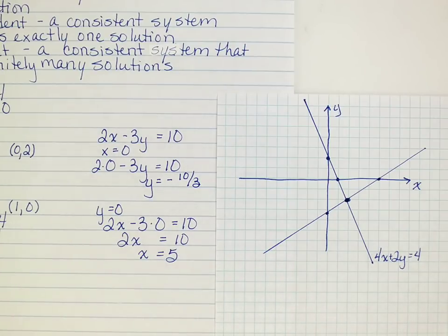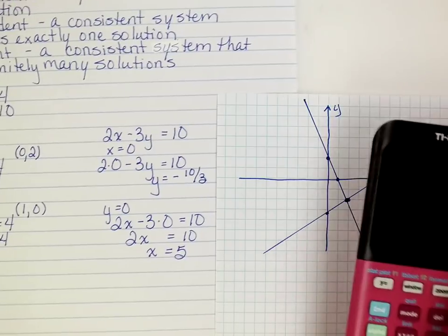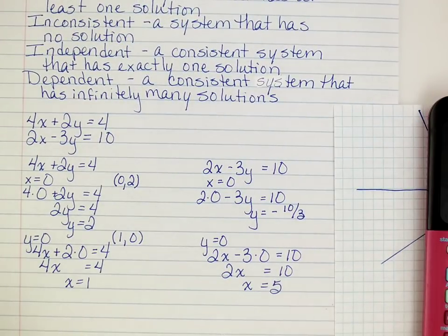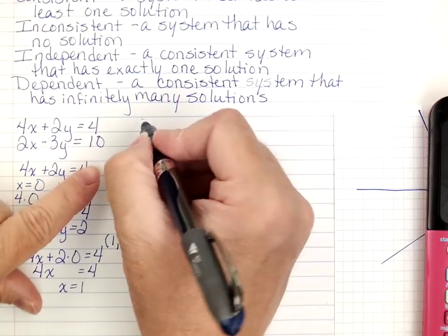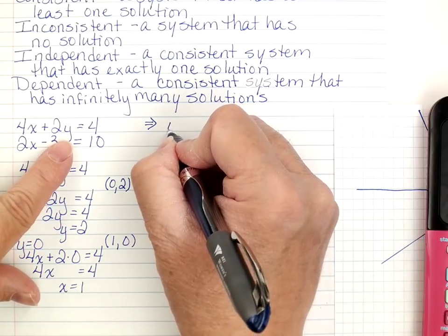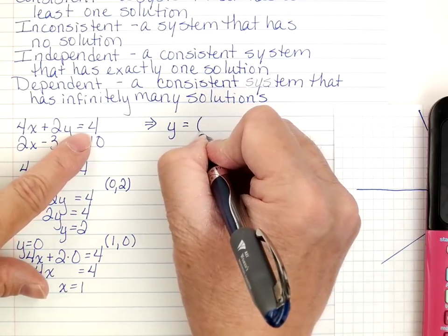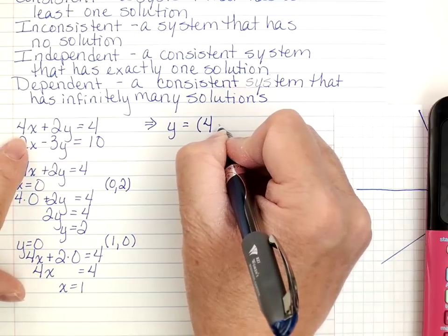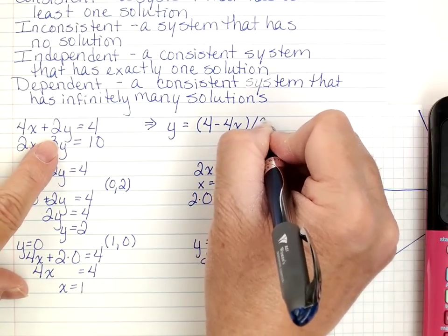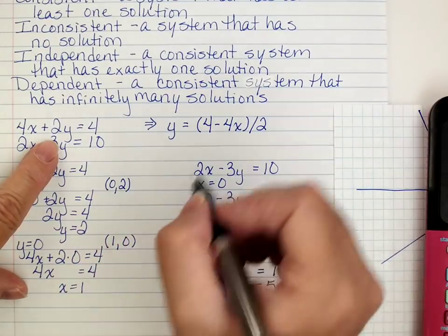You can put your system of equations into your calculator, but in order to do so, you have to get them into y equals form. So in this case, to put this first equation into y equals form, I'm going to take the 4 that's over here, minus the 4x, and divide it by the coefficient of y, which is 2.